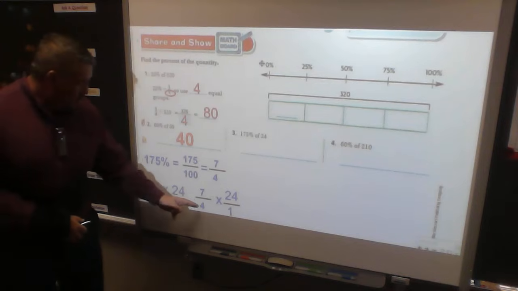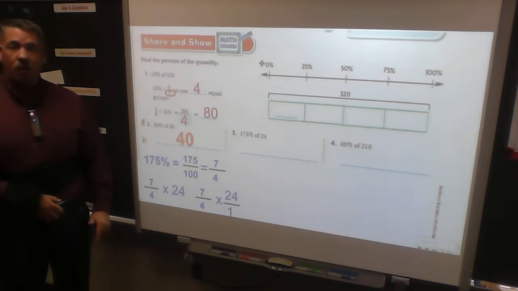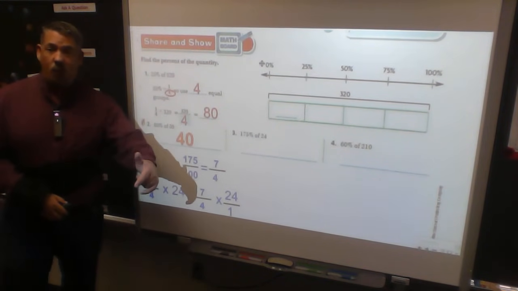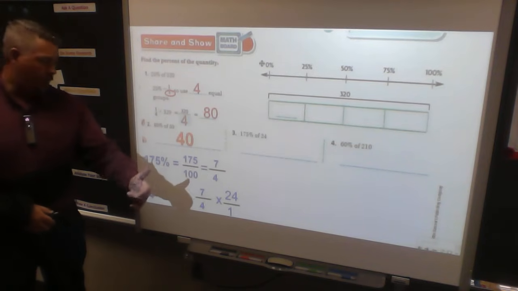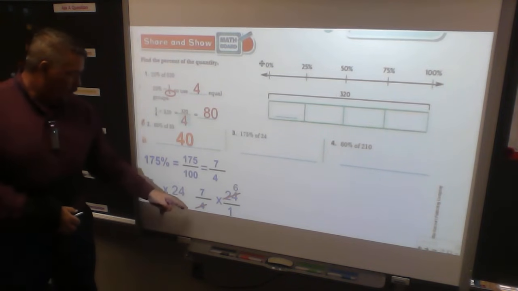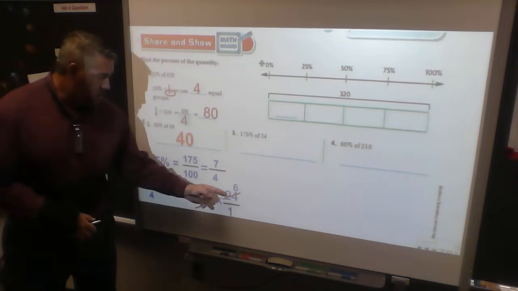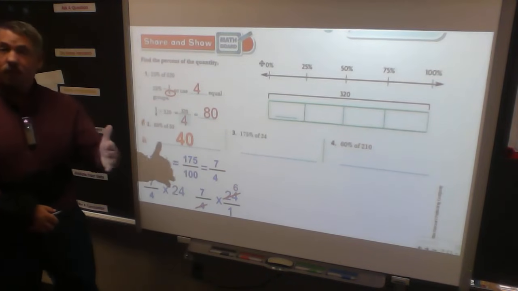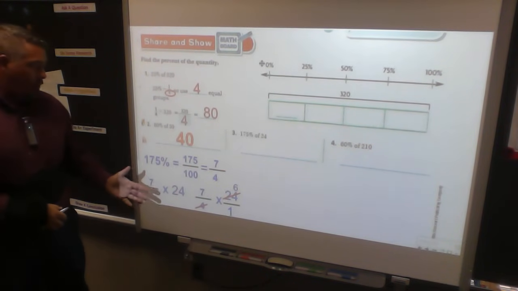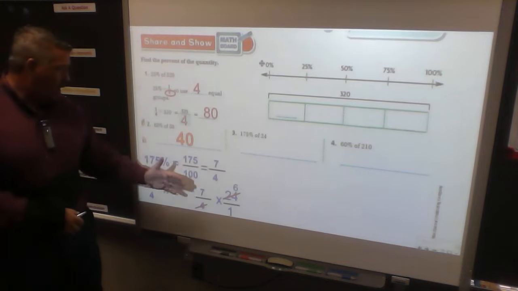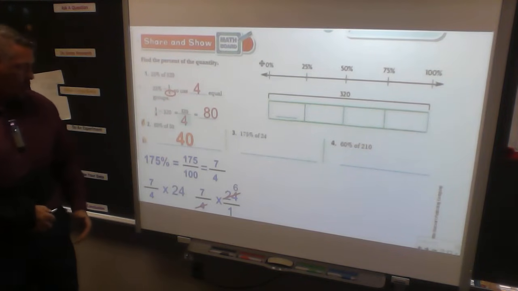And then I can see that my 4 will reduce into both of those, right? Because 4 does go into 24. It is a factor of 24. So 4 goes into 4 one time, and 4 goes into 24 6 times, because 6 times 4 is 24. Now I'm left with 7 times 6 and 1 times 1 in my denominators.